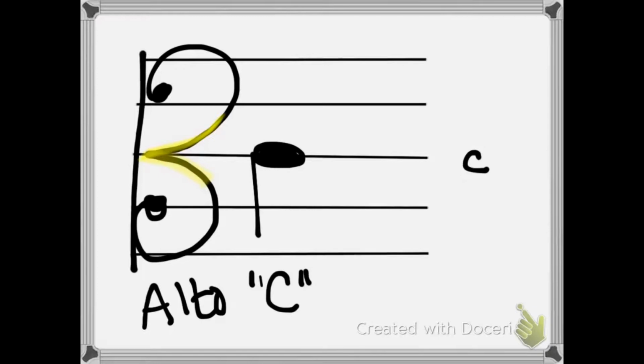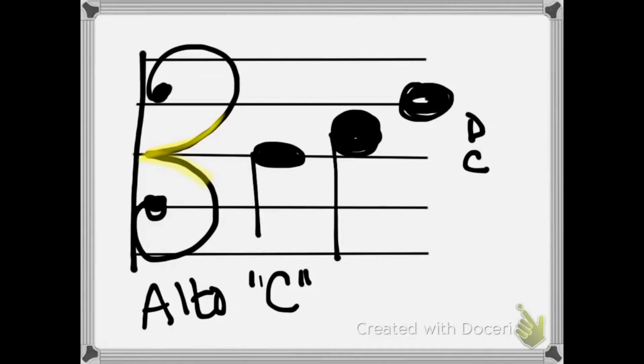So let's think back to our musical alphabet. We have A, B, C, D, E, F, G. So this space right here is going to be the note after C. So we have A, B, C. It's going to be D. And let's do one more. What is this line going to be? What's the letter after D? Would be E.